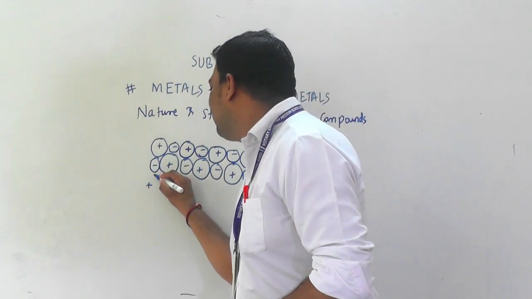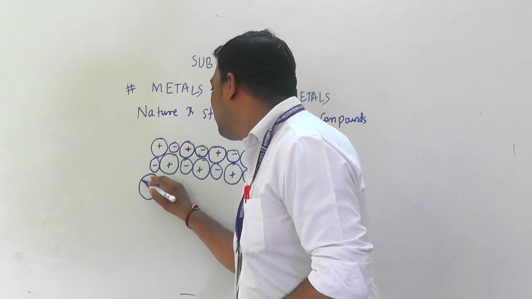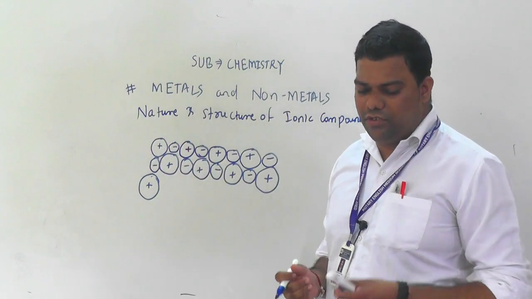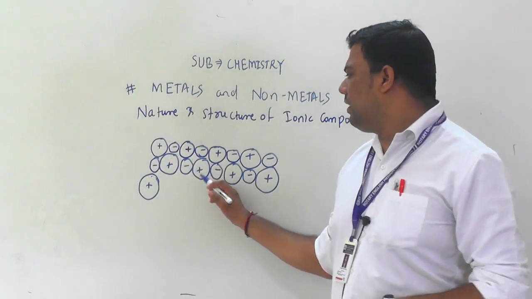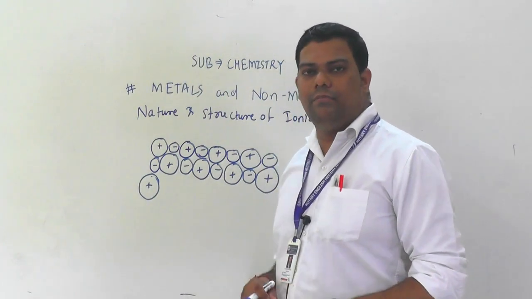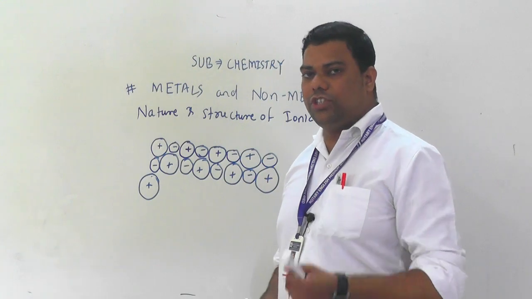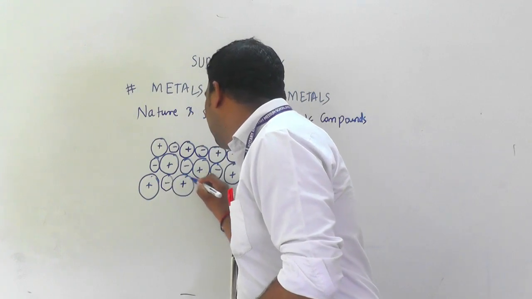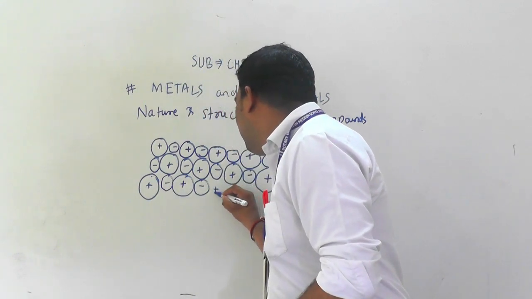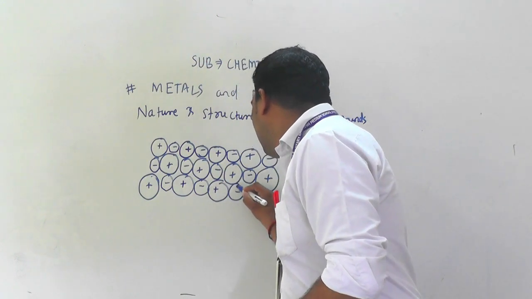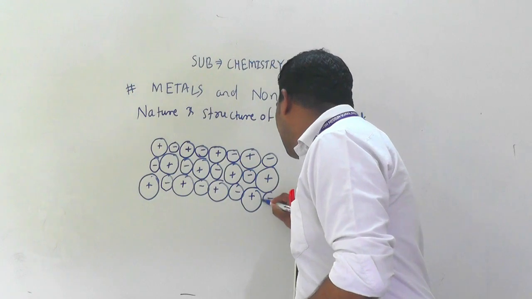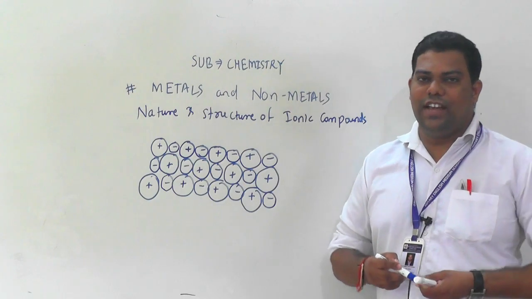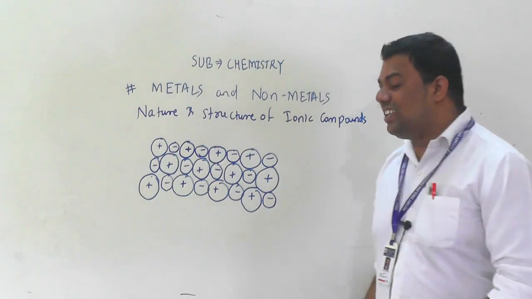So a cluster of ions means that ionic compounds are like this, positive, negative, positive, negative. A single cation is not only attracted by one anion but by a number of anions. Keep this in mind first. These are compact in nature, and we call them a cluster of ions. I hope you understood this.